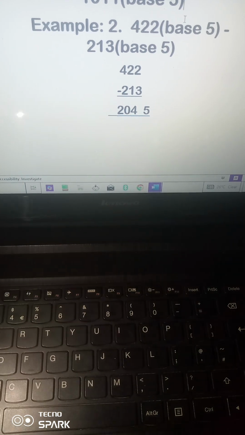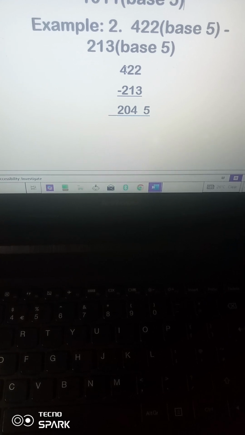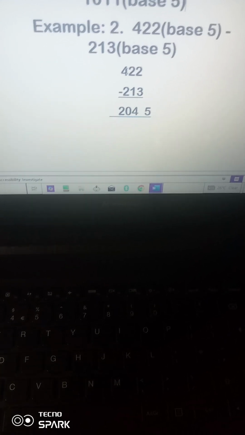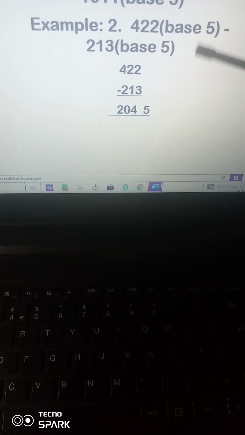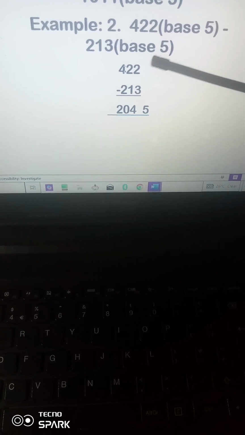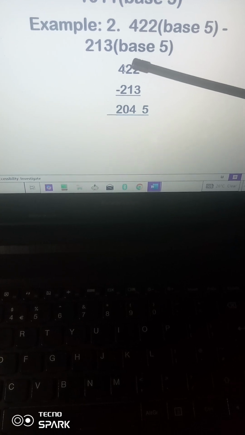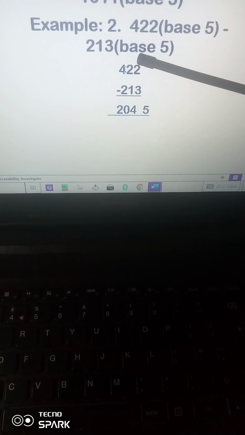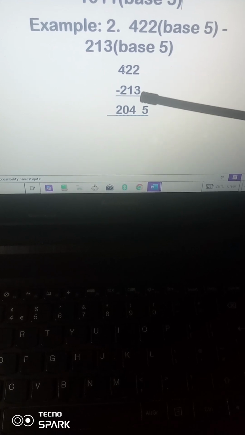Okay. Now, it is the same thing. This is 422 minus 213. We are going to minus 3 from 2, which cannot. So we borrow 1 from these two. The one we borrow from these two is what? 5. And 5 plus 2 here is what? 7. 7 minus 3 is what? 4. So write 4 there.